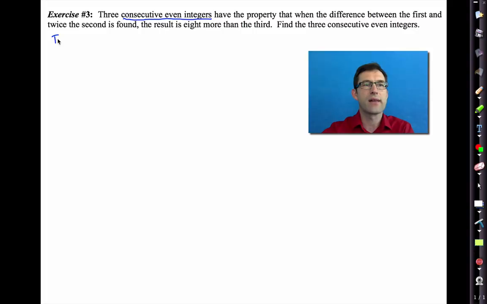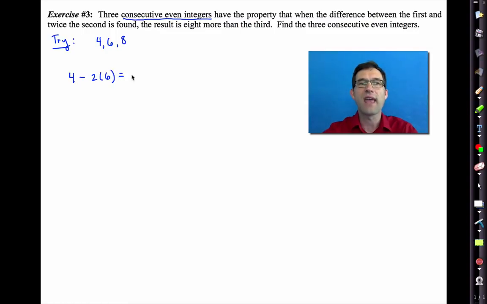All right, I'm going to do exactly what I did before. I'm going to try it with some, and then I'm going to translate. So 3 consecutive even integers. Again, I want to stay away from the right answers, so I'm going to try 4, 6, and 8. All right, let's try 4, 6, and 8. What does it say? The difference between the first, right, and twice the second. Now, that's important, right? Between the first and twice the second. The subtraction has to be in that order.